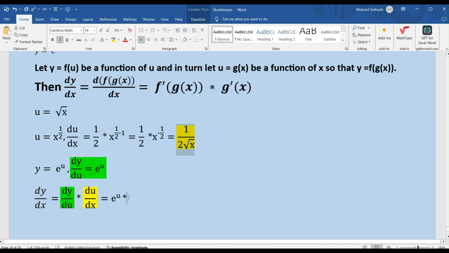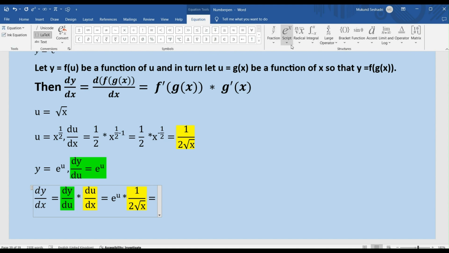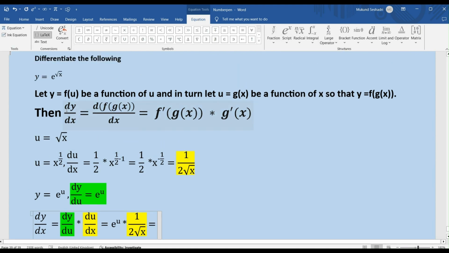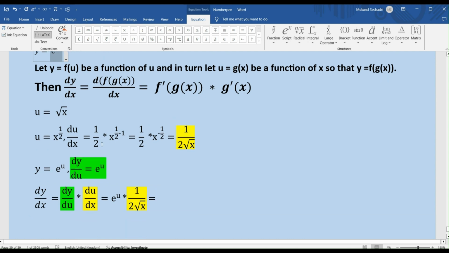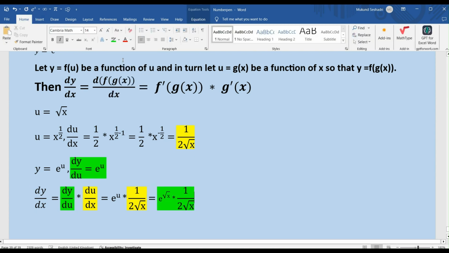So I have my answer, but I have the expression in terms of u and x. So I will have to go back and do the substitution of u equals root x so that I express everything in the form of x. So my e to the power u becomes e to the power root x, and then I have my 1 by 2 root x here with me, which means I have arrived at my final answer, which is nothing but e to the power root x into 1 by 2 root x. Again, an application of the chain rule.